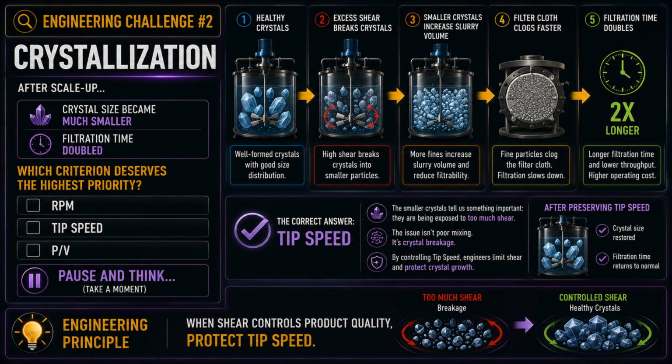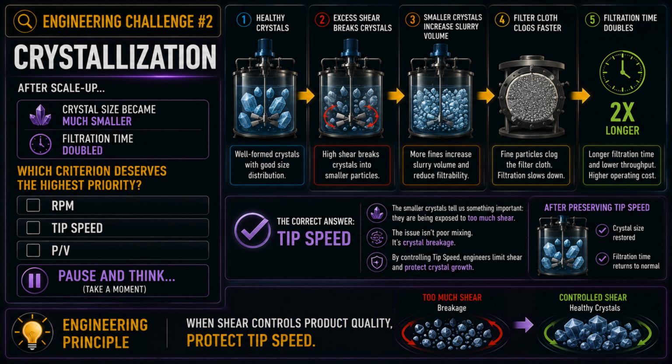Now let's consider a crystallization process. After scale-up, operators report that filtration suddenly takes much longer. Quality control also finds that the crystals are significantly smaller than expected. What should you preserve? RPM, power per unit volume, or tip speed? Take a moment and think. The correct answer is tip speed.